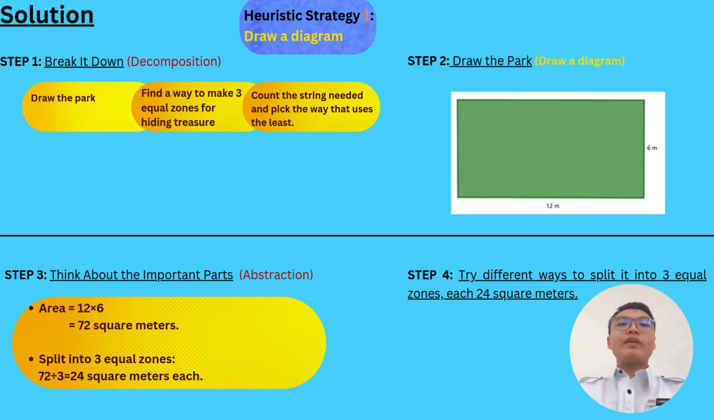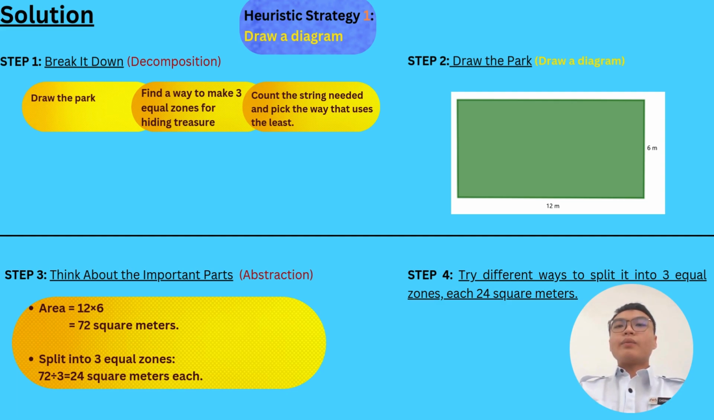Step 2, we draw the park. Step 3, we think about the important parts. The area equals 12 times 6, equal to 72 square meters, and we need to split it into 3 equal zones. So each zone has 24 square meters.